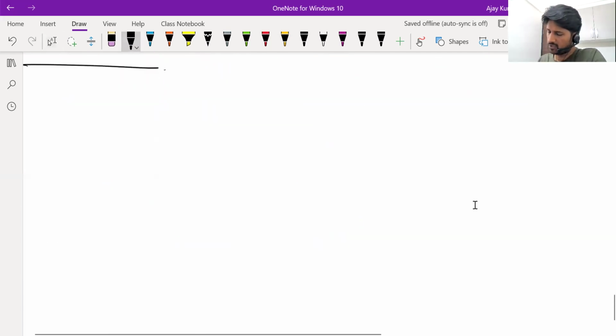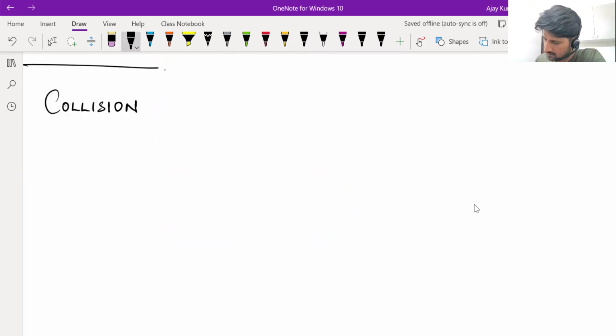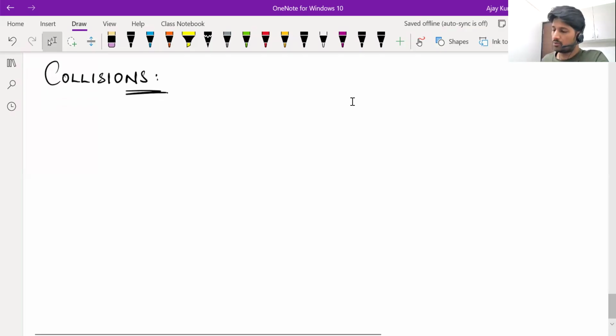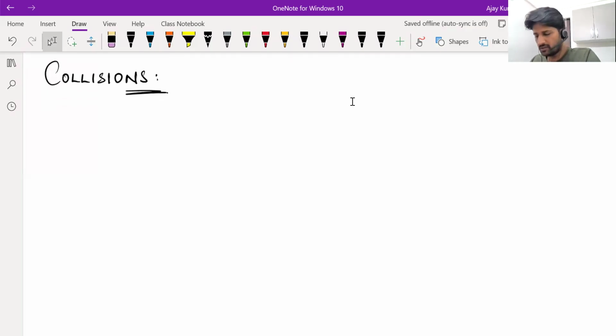Okay, the next important part of this chapter is collisions. What are the different types of collisions? What happens during a collision? How to tell how the objects will move after collision. Okay, all those things we'll be learning here. Just a moment.